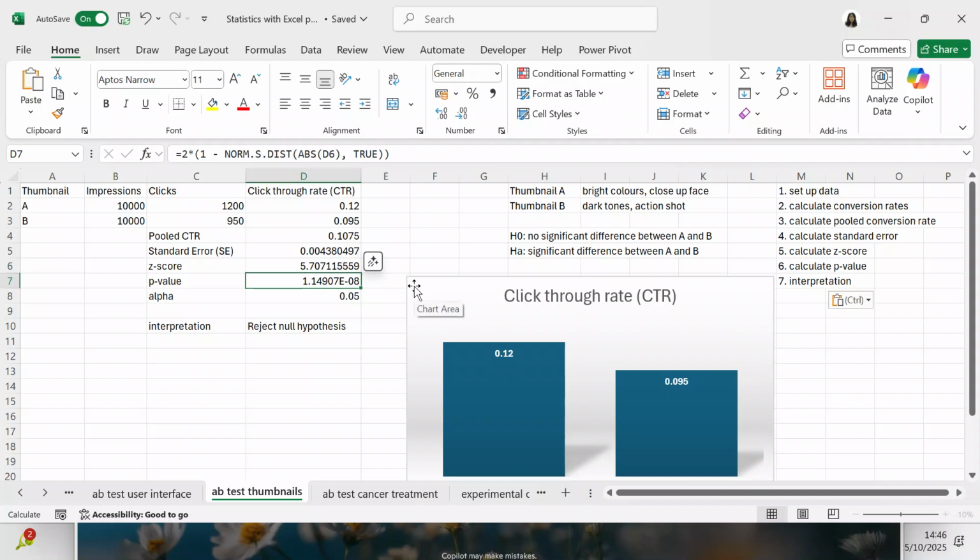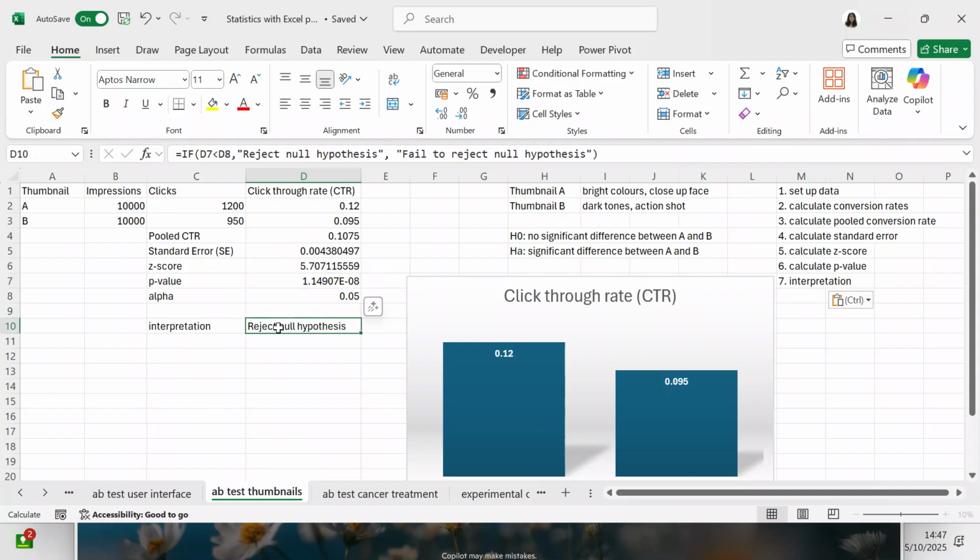Calculate our p-value, which is really low, and it's going to be 2 times brackets 1 minus NORM.S.DIST, brackets ABS, which is absolute value, brackets D6, which is your z-score, comma, TRUE. And so that's going to give you a really low p-value. It's going to be much lower than the alpha, which is 0.05. So if the p-value is lower than the alpha, which it is, you're going to reject the null hypothesis. If it is higher than the alpha, then you're going to fail to reject the null hypothesis.